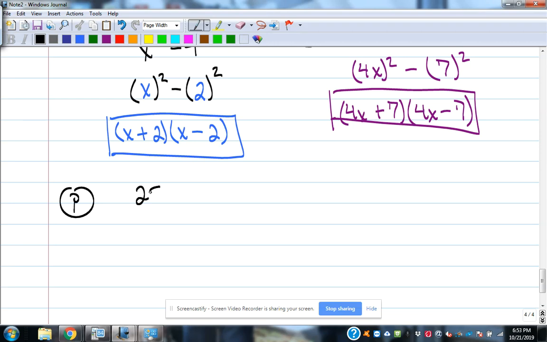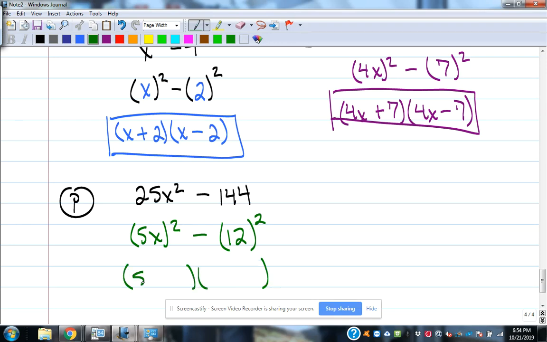Try this one: 25x squared minus 144. What squared is 25? 5. What squared is 144? 12. Two factors: 5x, 12, 5x, 12. One's plus, one's minus.